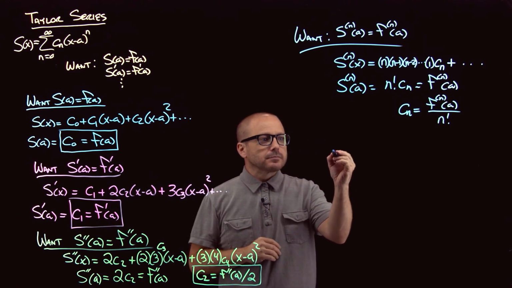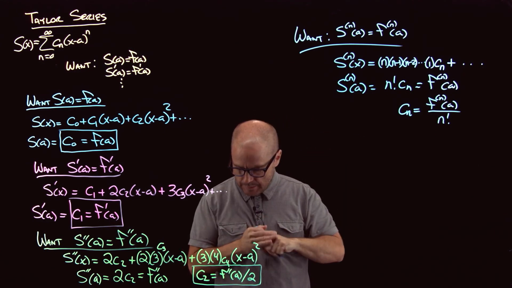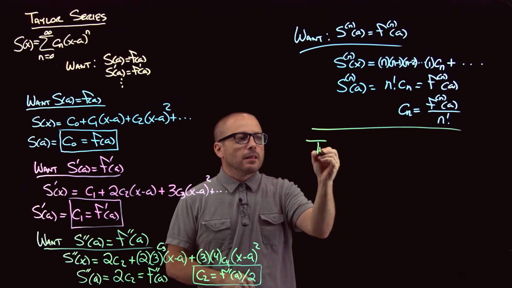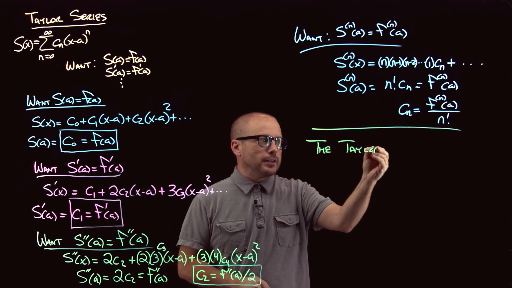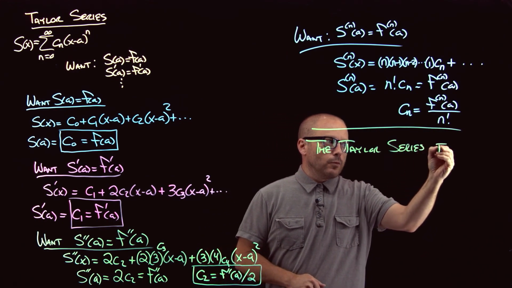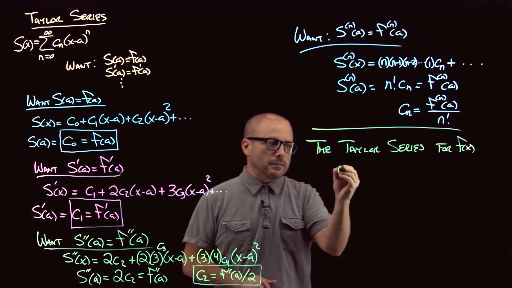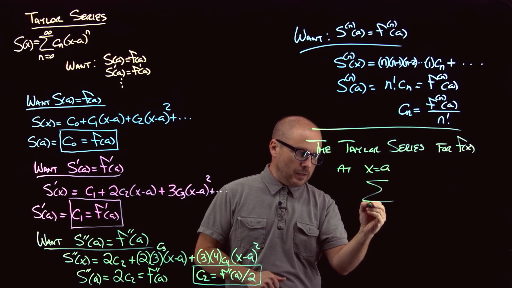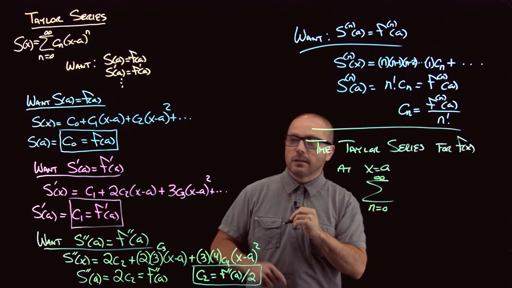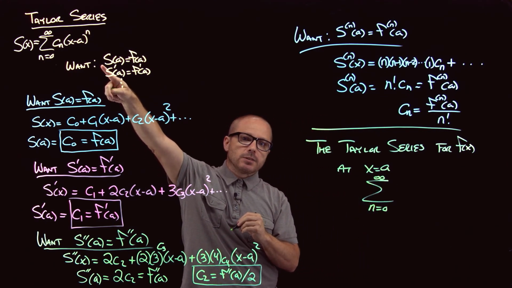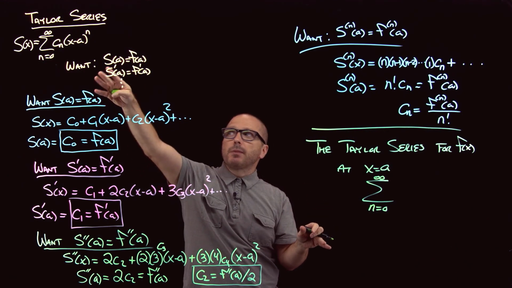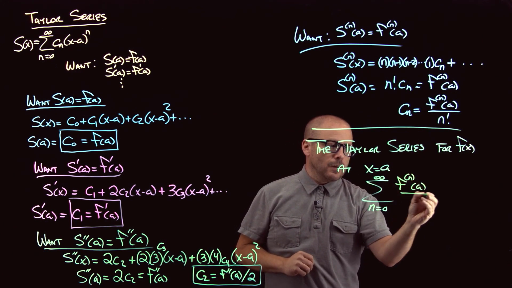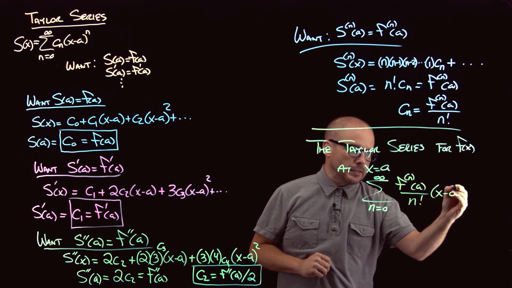So we say, let me switch up colors here for you. We would call this the Taylor series for f of x at x equal a is the sum, 0 to infinity, of c sub n. It's that power series, right? A Taylor series is a specific type of power series where the coefficients are this: the nth derivative of the function at a over n factorial, x minus a to the n.